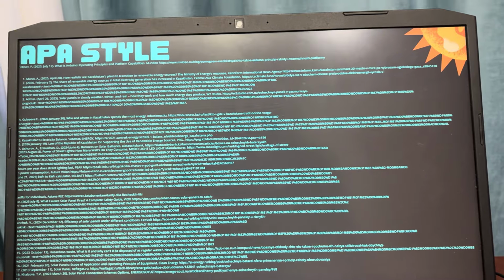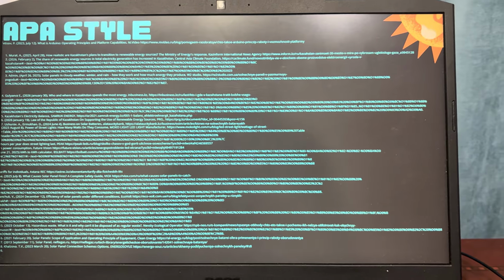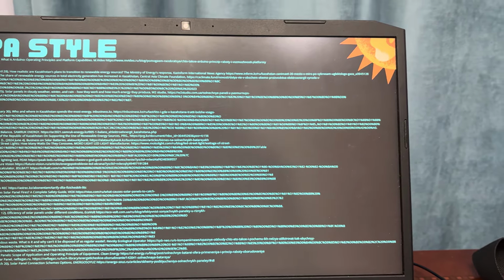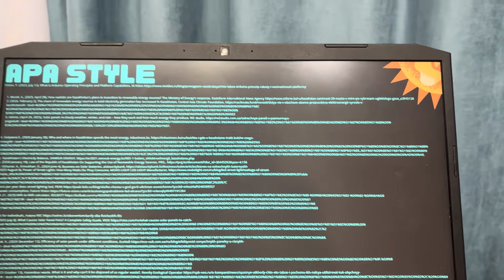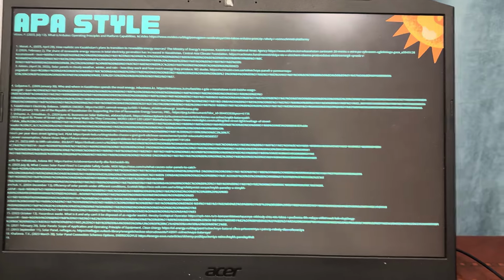This is my APA style. I used 18 different resources such as international sites, official Kazakh sites, and journalistic Kazakh articles, including from Kazakhstan government sites.